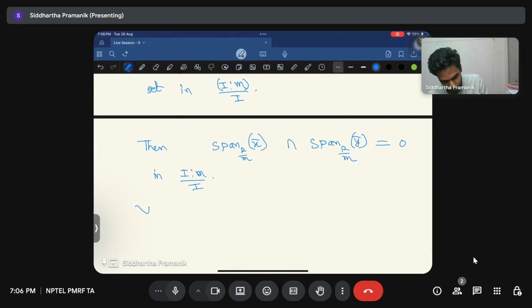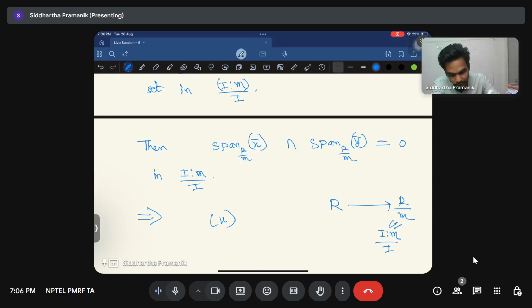So now their intersection is 0. That means, if we take the ideal generated by x, so basically what we are doing, here we are in R, and here we are in R mod M, and here I colon M modulo I is a vector space over R mod M.